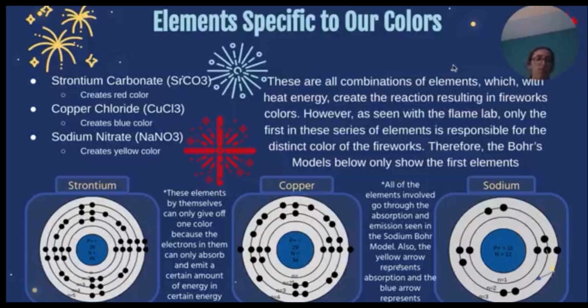It's visibly seen in the sodium model. The yellow arrow over here represents absorption. So energy is absorbed. The electron absorbs energy, in this case heat energy, and it goes to its excited state, going from energy level 2 to energy level 3. Then with emission, it loses the energy, which comes off as visible light energy. With sodium, it would be yellow, and it goes down to its ground state, back to energy level 2.